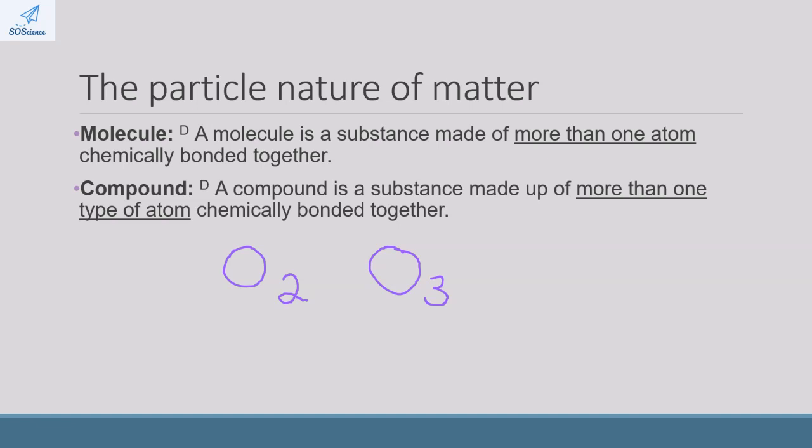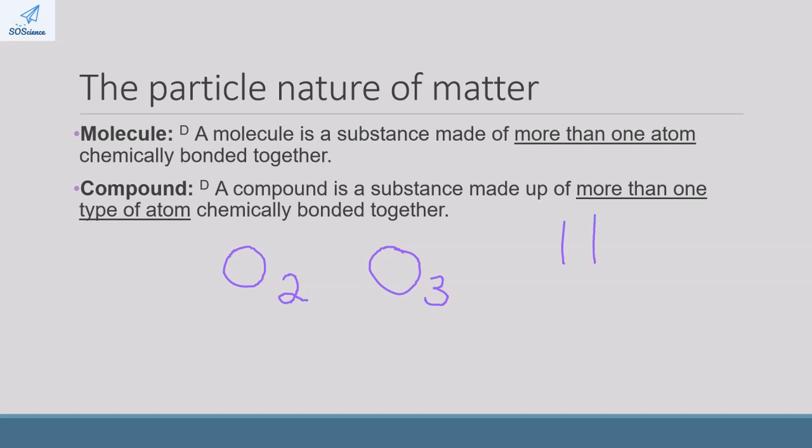Now, does this fit the definition of a molecule? Let's see. More than one atom chemically bonded. Well, yes, here we've got 2 atoms chemically bonded, and here we've got 3 atoms chemically bonded. So yes, it fits the definition of a molecule. Does it fit the definition of a compound? Well, a compound is a substance made up of more than one type of atom, but I've only got one type of atom here. It's only oxygen involved. So that means that O2 and O3 are molecules, but O2 and O3 are not compounds.